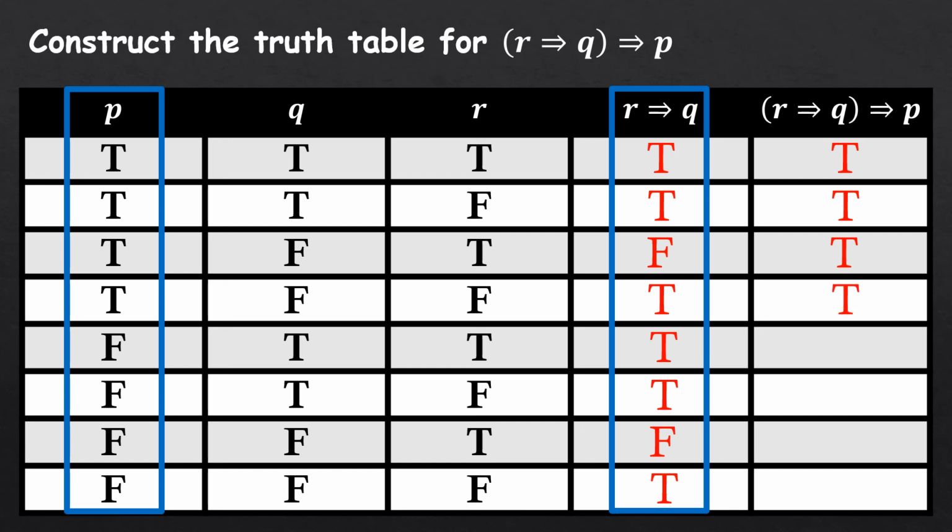T implies F, the answer is false. T implies F, the answer is false. F implies F, the answer is true. T implies F, the answer is false.